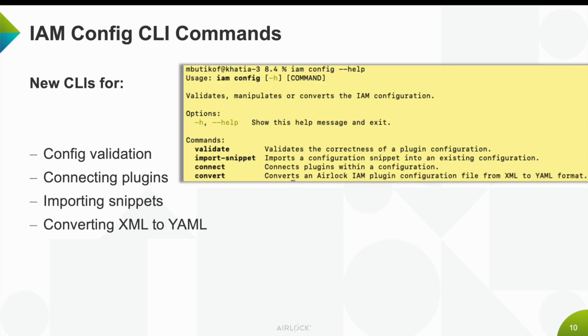Then there's a CLI that allows you to convert XML to YAML. It's used mainly when you change an IAM instance from using XML to using YAML. Note that the new CLIs only work on the YAML. They won't work on the XML files, except for the conversion to YAML, of course.